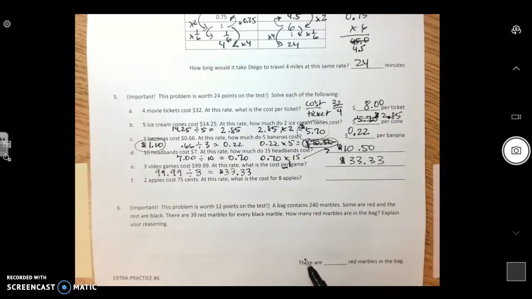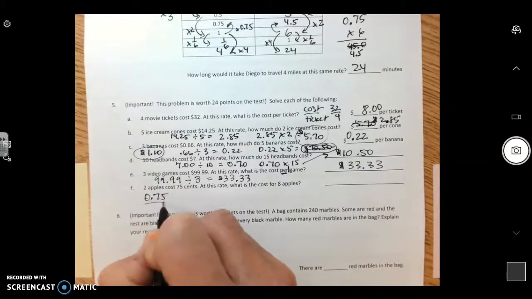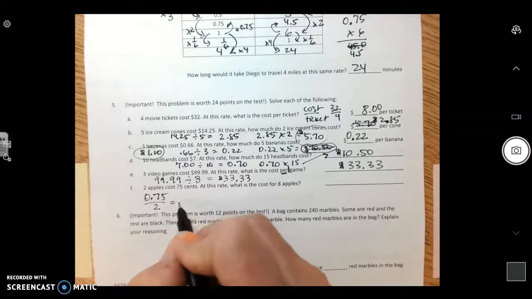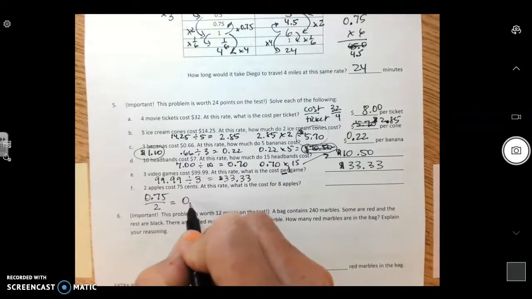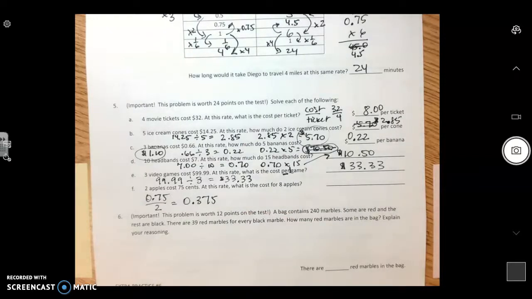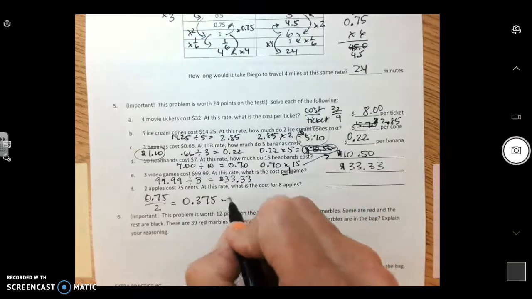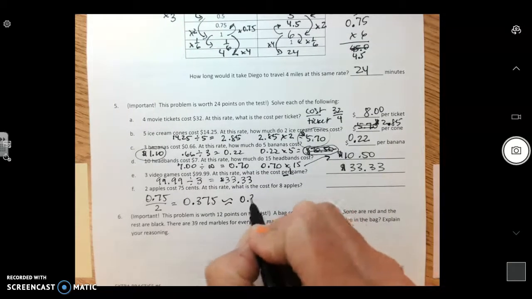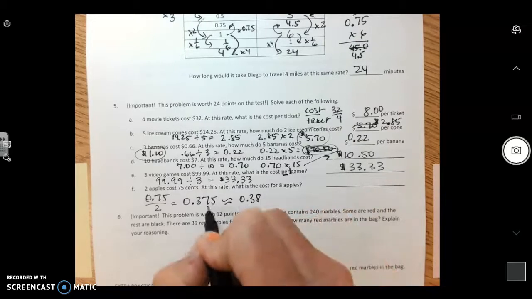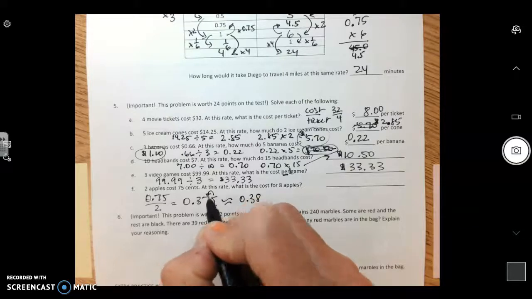Okay, letter F. 2 apples cost 75 cents. At this rate, what is the cost for 8 apples? So let's take our price, 75 cents, and divide it by 2, and that will give us 0.375. And we will need to round because that will be the cost for 1 apple. So 1 apple would be about 38 cents. We're going to look at that 7 and the number next to it, that 5. We'll round that 7 up to an 8.